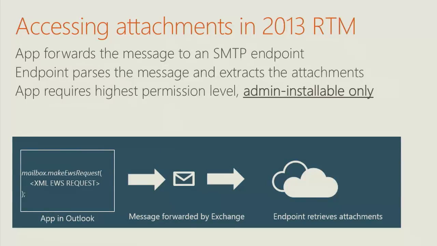But worst case, the app required the highest permission level in order to be able to forward the message. And this made the app admin installable only. So now the wonderful scenario of DocuSign, your end user cannot install it. He has to go and bug IT and explain to them, hey, there's this awesome DocuSign app, and I would really like to install it, and this is what it does, and really bother admins with something that an end user should be able to do.